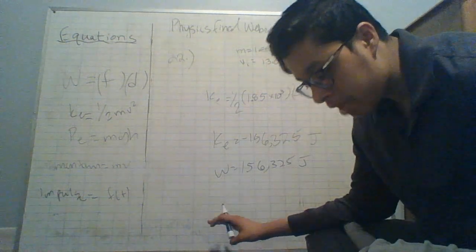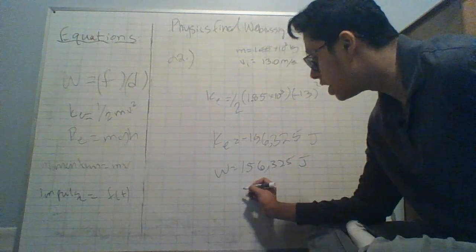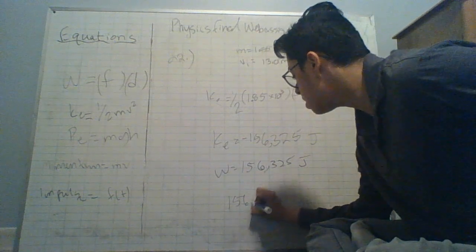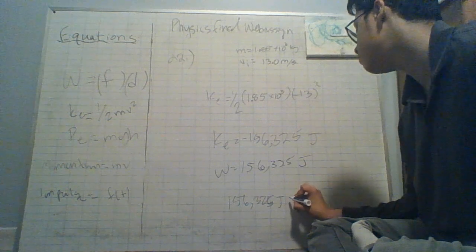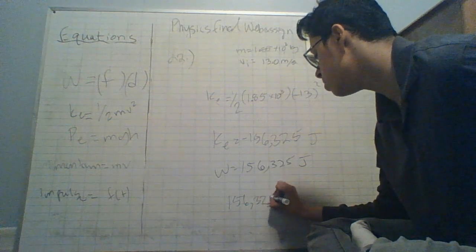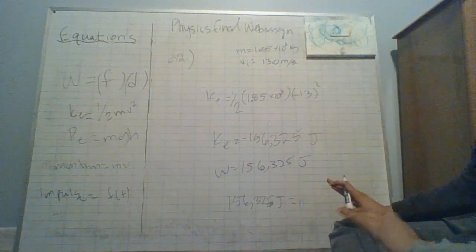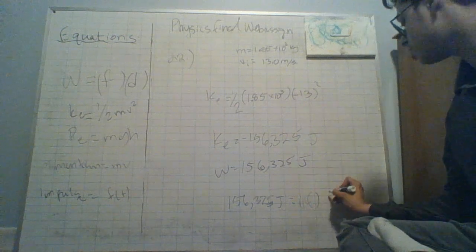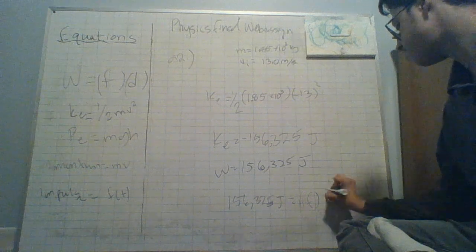Part C is find the size of the force that pushed on the front of the car by 50 centimeters. Now you're going to do work is equal to force times distance. 156,325 joules. Wow, these are some goofy numbers, let me tell you. By that I mean my handwriting, not the actual numbers. But force times distance, which is 0.50 meters.